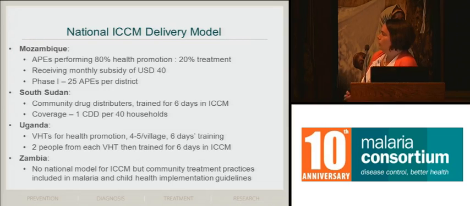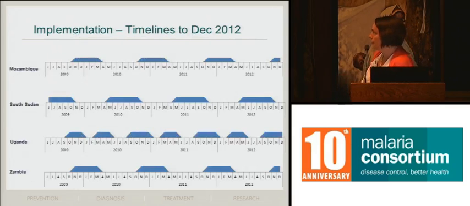In Zambia, there's no model for ICCM, there's no policy as yet, but there are many guidelines and strategies already approved, for example, specifically for malaria and through the Child Health Programme. So that was a very enabling environment there.